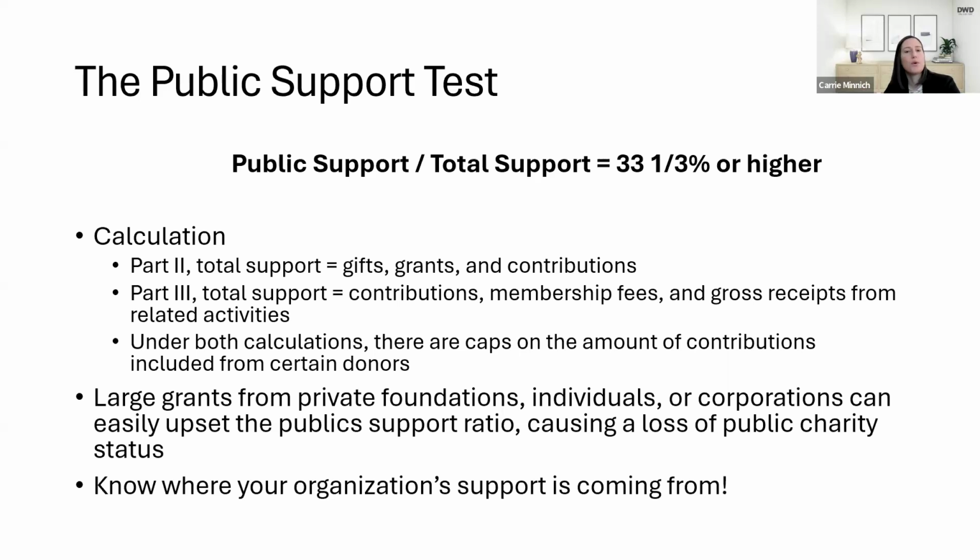The other thing is you need to know where your organization's support is coming from. Because if you get a really large grant from a private foundation, an individual or a corporation, that could potentially upset this public support ratio, causing a loss of public charity status. So for example, if you suddenly one year get this huge grant from a private foundation that you've never gotten before, that could totally skew your percentage, and that could have a huge impact on your public charity status.